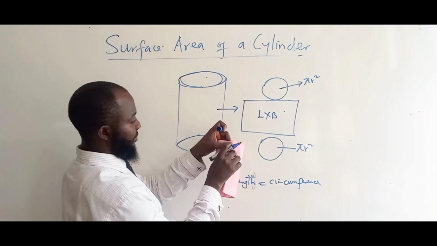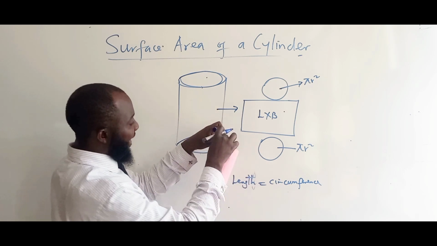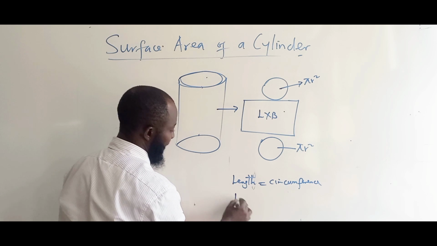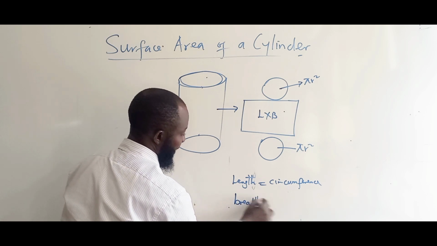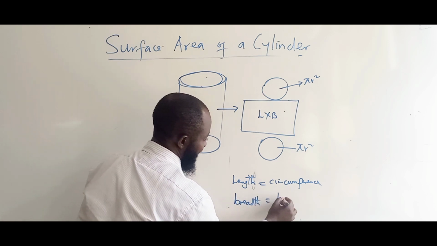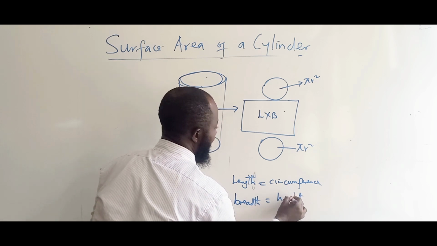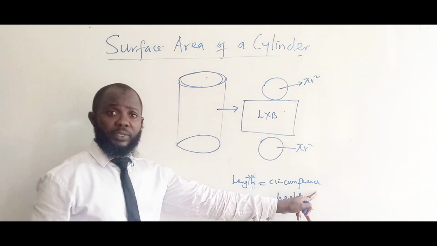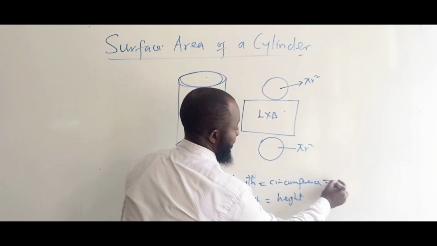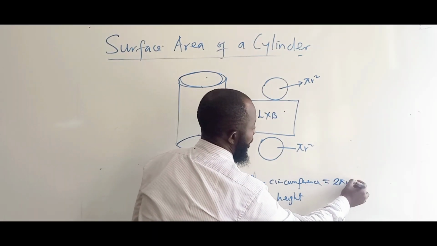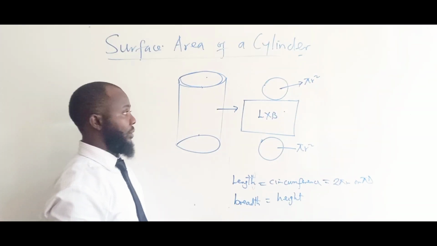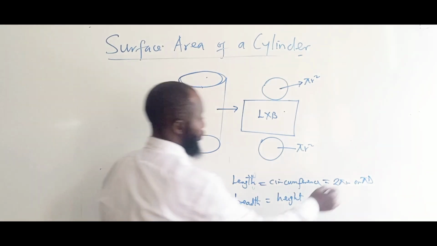Also, the height of this cylinder is the breadth of this rectangle. Meaning the breadth or the width is the height of the cylinder. So therefore we can conclude the circumference of the circle is 2 pi r or pi d. But we're not looking at diameter, we're looking at radius. So we make use of this.